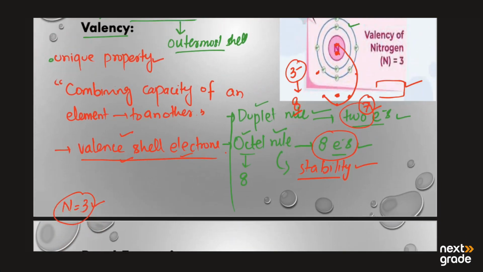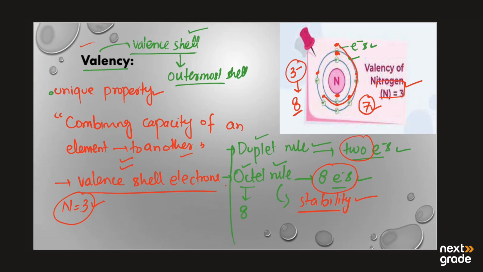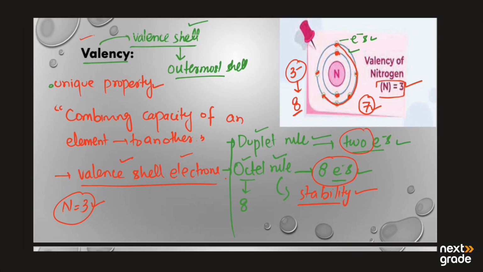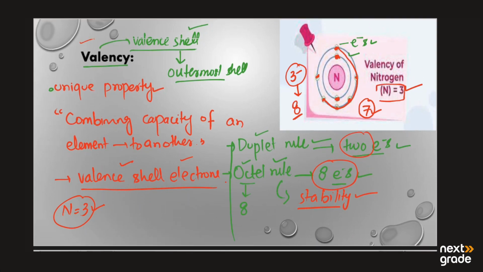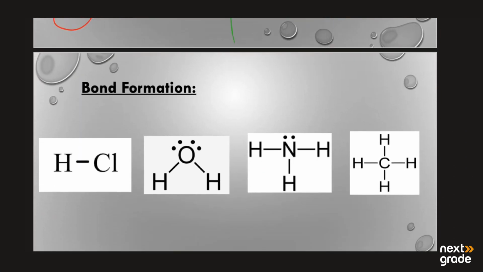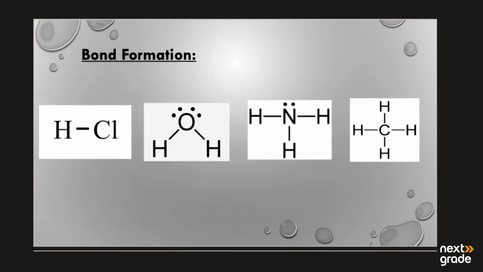Next we have the bond formation of the atoms. How can we check the bond formation from the valency, as it is related to it? For the bond formation of atoms, we need to check the number of electrons present in the valence shell. So how many electrons are present in the valence shell is going to denote the bond formation.